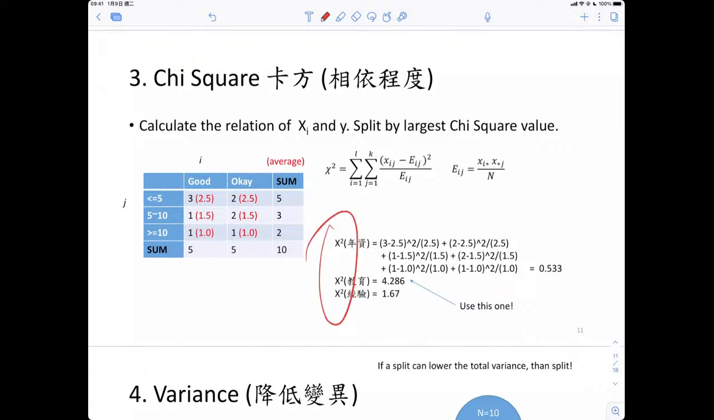Okay, it's right here. The higher chi square it is, then we use this value as the first question to partition the original data. Okay.